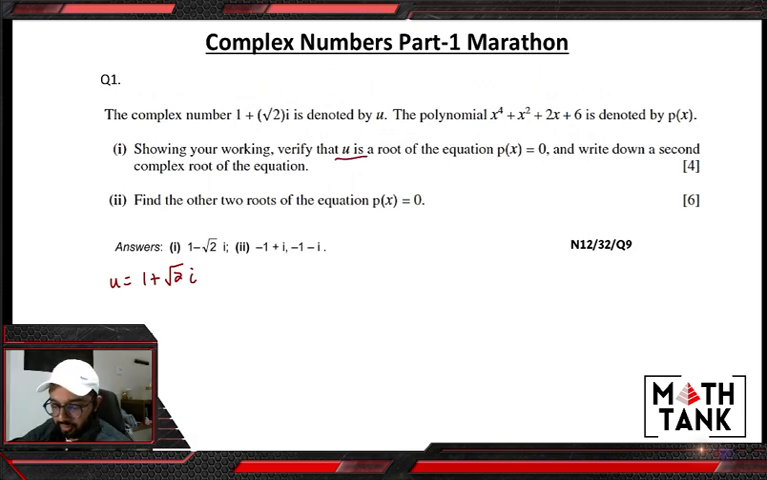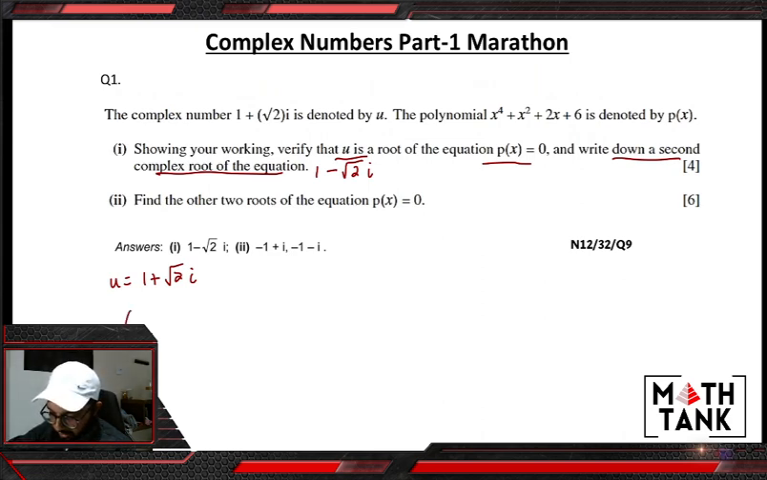So what I need to do is plug it in instead of x and show that it's a root, and write down a second complex root of the equation. Now if I know already that it's a root, I know that the second complex root should be its conjugate, so 1 minus root 2i should be the right answer for the second complex root of the equation. Now I'm going to show you how to prove it.